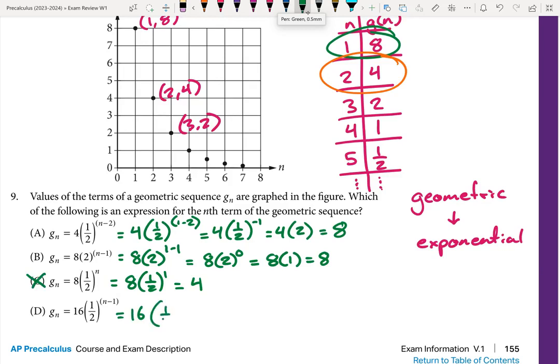16 times 1/2 to the 1 minus 1. Well, what is that going to be equal to? One minus 1 is 0. What's anything to the 0 power again? So 16 times 1 is 16, so can I eliminate D? Yes, we can. So this one worked out, and these did not. So then what do we need to do now? Plug in 2. Well, let's do that.